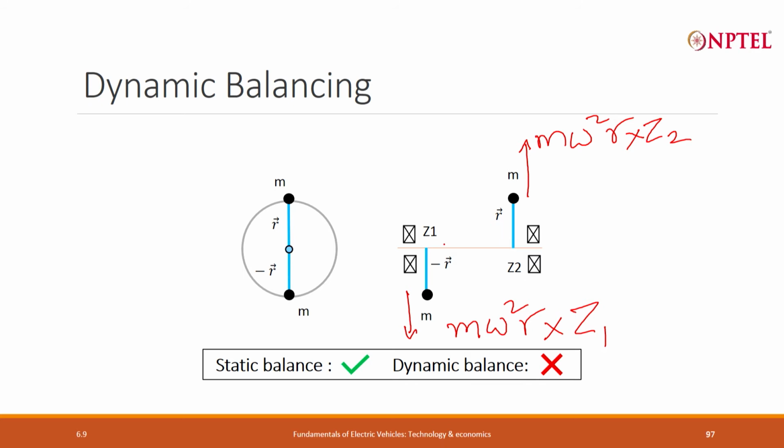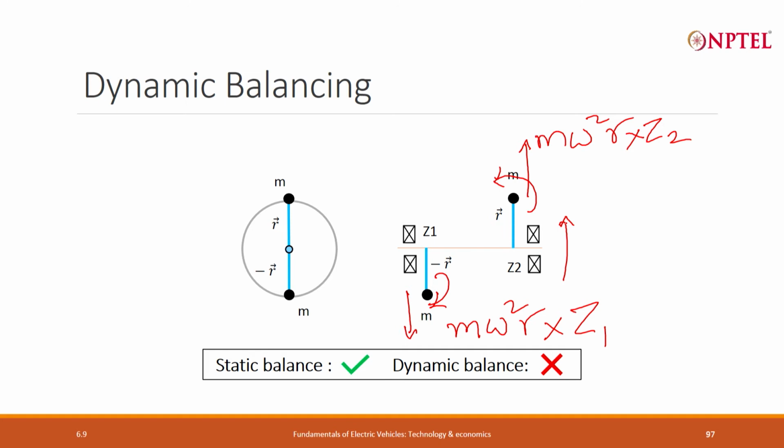So there is a moment in this direction which is proportional to z1, which is a small number, and there is a moment in this direction which is proportional to z2, which is a large number. So there is an imbalanced moment load. It will cause the entire shaft to rotate like that within the bearing clearances.